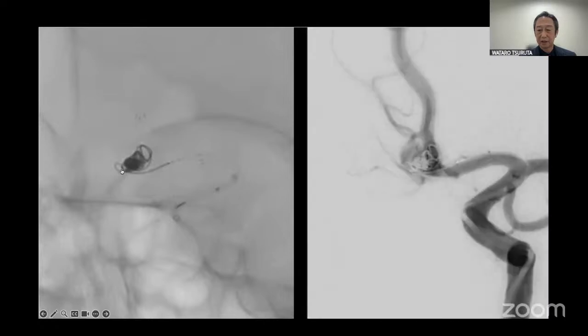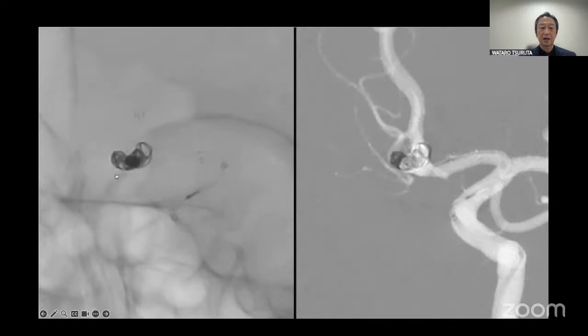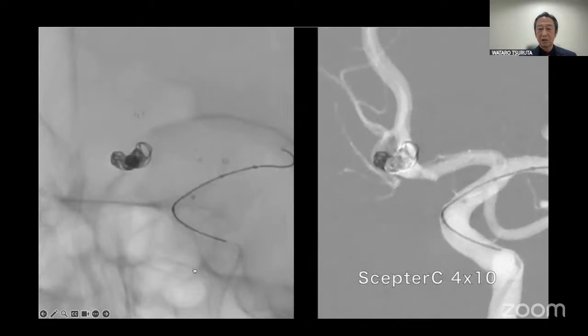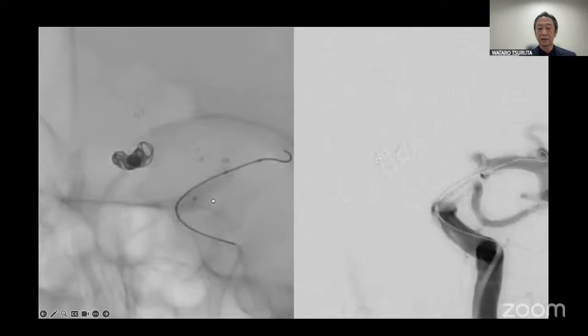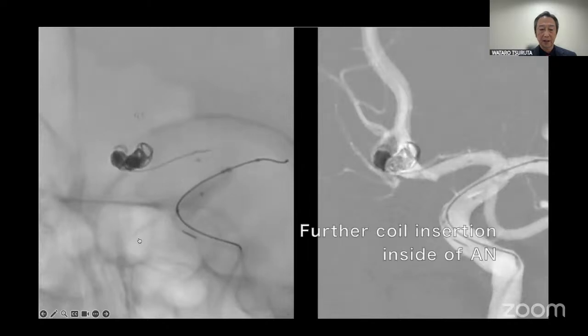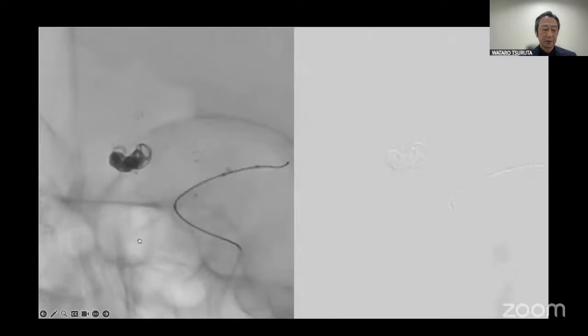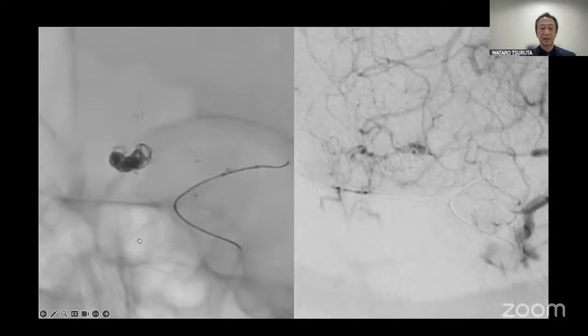Now perforation, extravasation. Then I inserted further coils very fast. This is the subarachnoid space. Now the balloon catheter comes, and I inflate the balloon at the IC top. Then further coil insertion out of the aneurysm very fast, and come back inside the aneurysm, and the perforation hole is sandwiched, and hemostasis was achieved like this. This is troubleshooting.